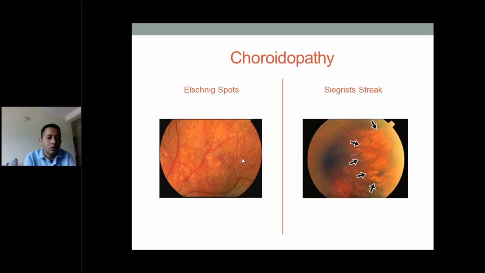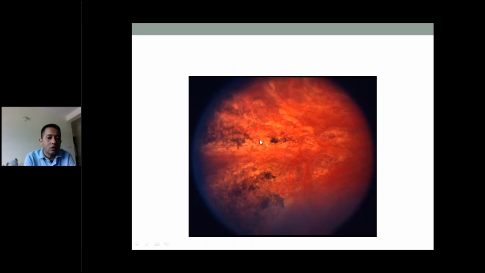And as we know, the RPE gets its blood supply from the choroid, and because of this severe vasospasm, the RPE loses part of its nutrition in focal areas and undergoes atrophy, or in some areas hypertrophy. This gives rise to these signs called Elschnig spots and Siegrist streaks. You can see this is also a Siegrist streak.